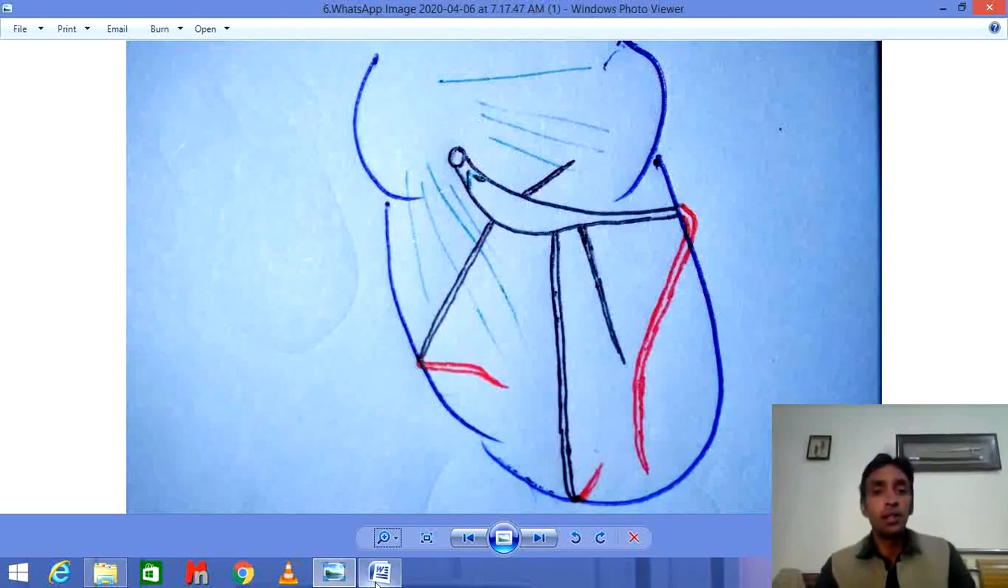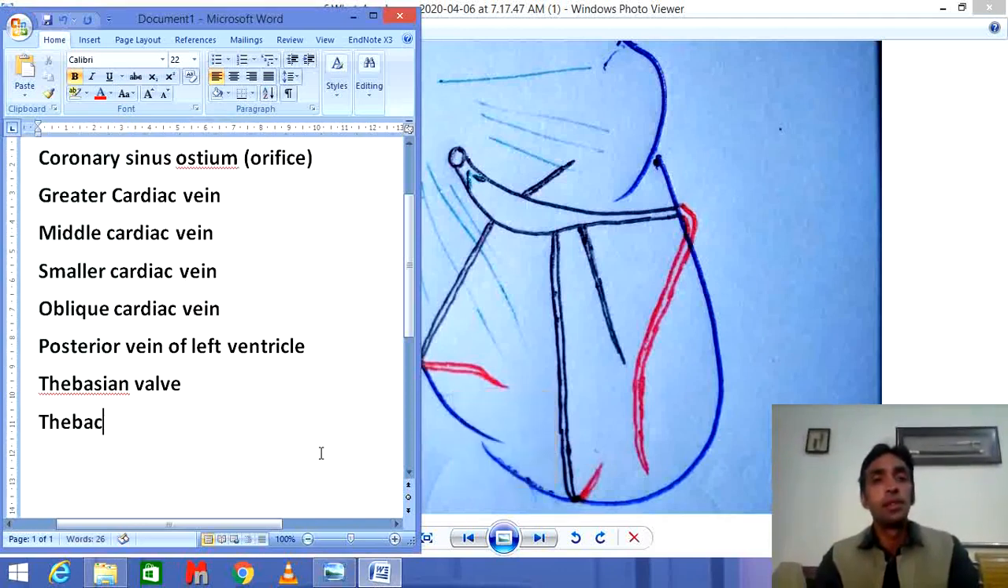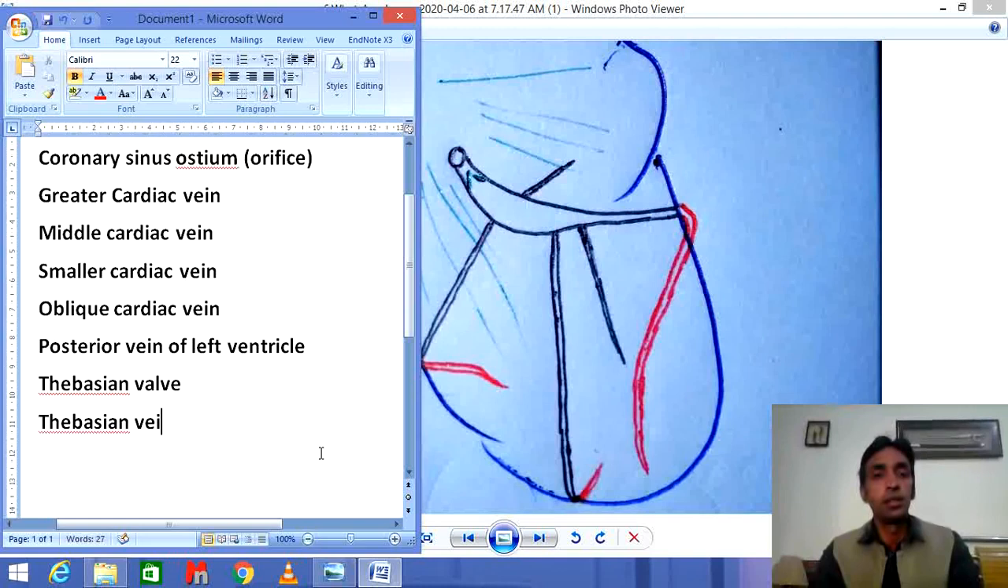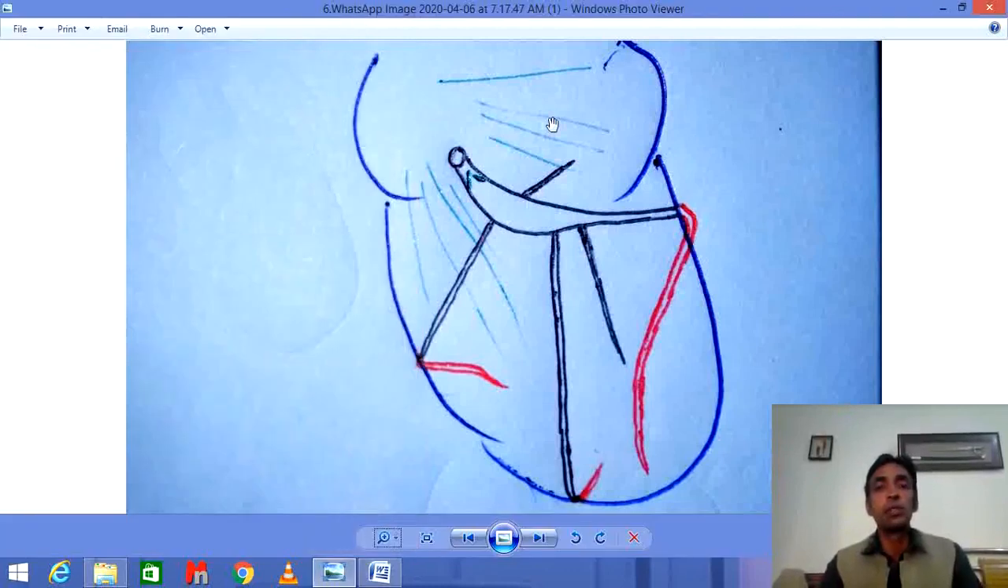These veins are called Thebesian veins. Thebesian veins are the veins which are smaller in diameter, which are present all over the heart, and which drain the blood from various parts of the heart to the right atrium.